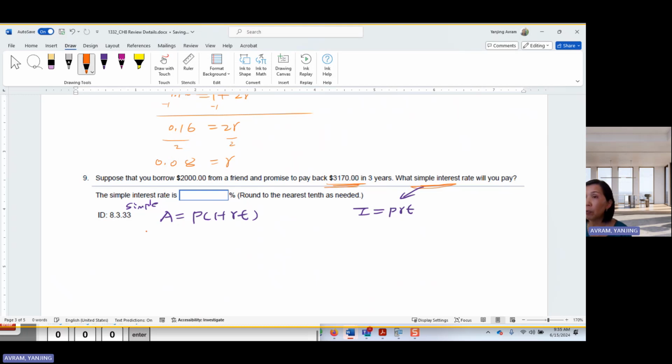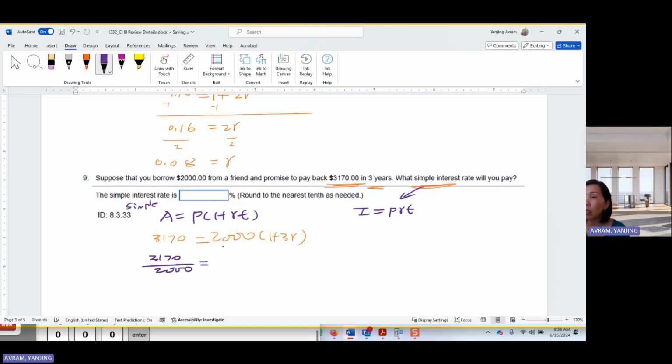You're gonna pay back this much, so that is your future value. Your principal here is 2,000, and R here is unknown. T here is 3 years, so that's 3R. And in order to do this one, we already know we're going to divide both sides by 2,000.